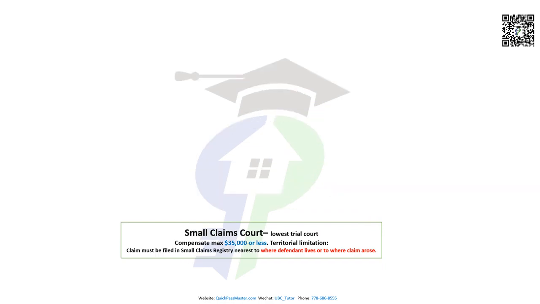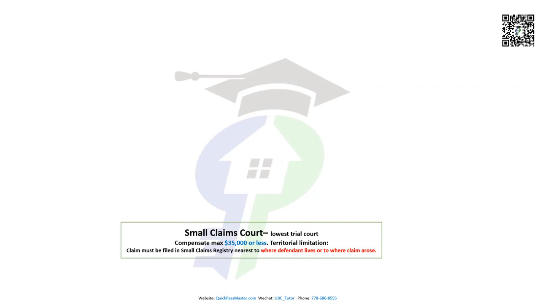Small Claims Court is the lowest trial court in BC. Trial means that's where the case starts. The trial court is where all the facts of a case are heard, and a judge will make the final decision. It can compensate the case winner maximum $35,000 or less.